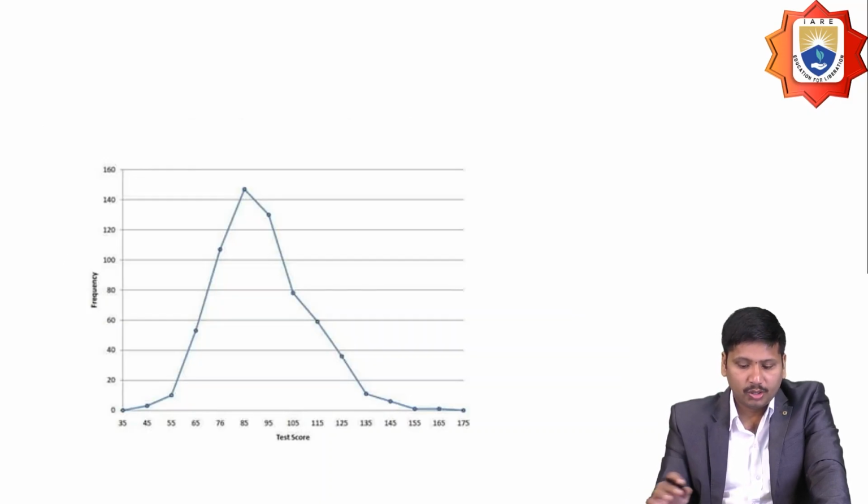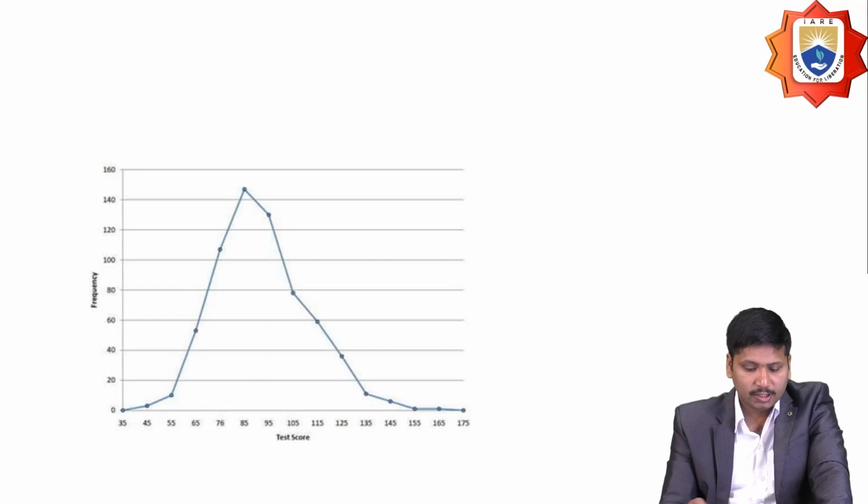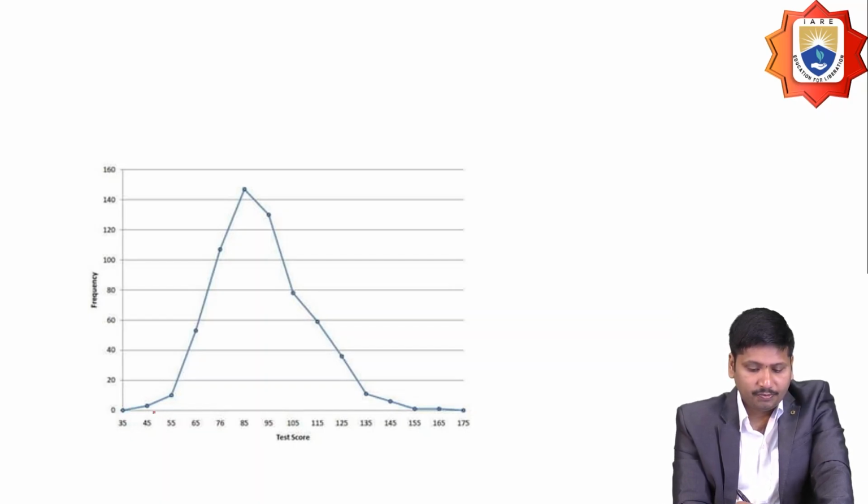So for this, how am I going to construct the frequency polygon? Here I'm going to construct the class intervals of 35 and 45, so it should be like this, and next 45 to 50 to 55. So what comes next?